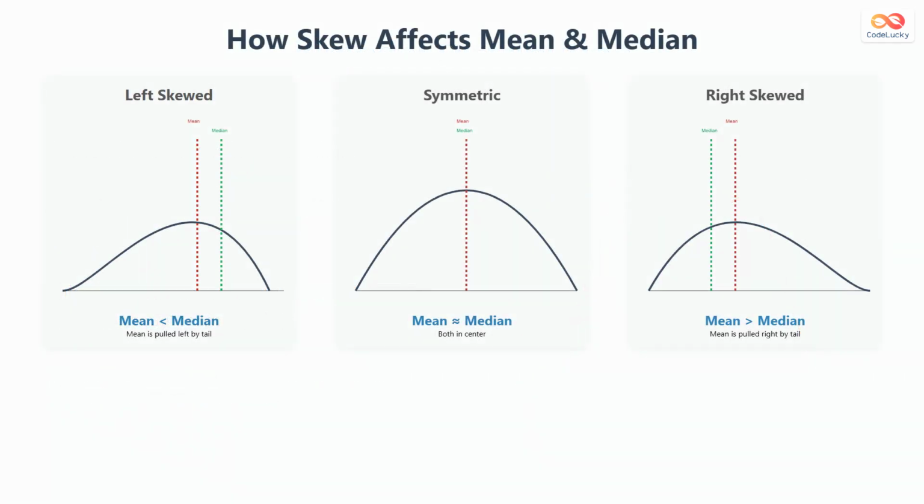It is important to understand how shape affects our measures of center. In a symmetric distribution, the mean and median are roughly equal. However, skewness pulls the mean towards the tail. In a left skewed distribution, the mean is lower than the median. In a right skewed distribution, the mean is higher than the median. This is why we often use the median instead of the mean to describe skewed data, like housing prices.